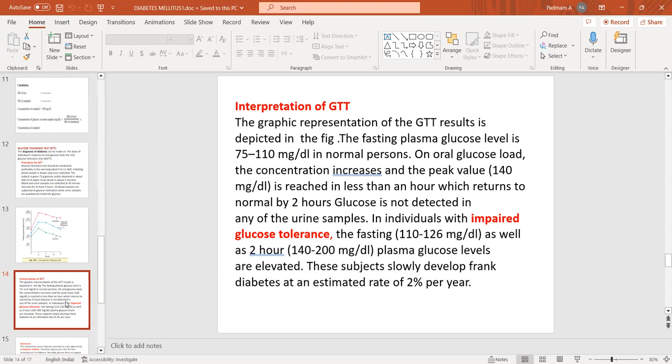Of course, we have to know about the renal threshold also. The renal threshold of glucose is 170 milligram per deciliter. If glucose is excreted beyond this limit, that is 170 milligram, that condition is called as renal glycosuria. So in this condition, the plasma glucose level gets elevated. These subjects slowly develop diabetes, estimated at 2% per year.